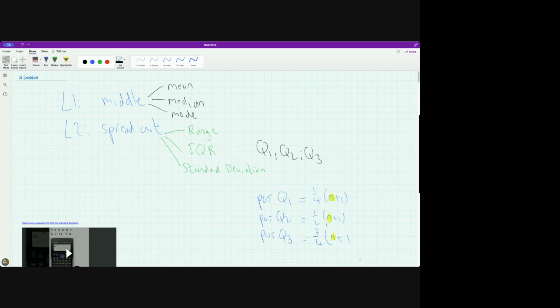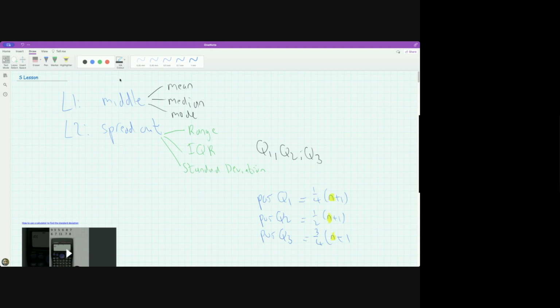Who feels like they know what the mystery n is? You can pop it in the chat. You can raise your hand. It's the number of terms or the number of items in the data set.